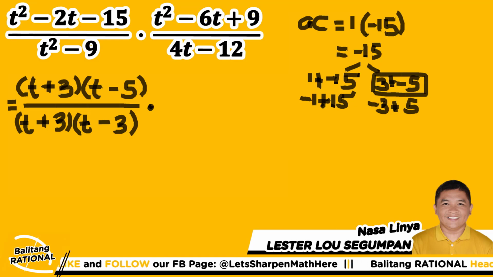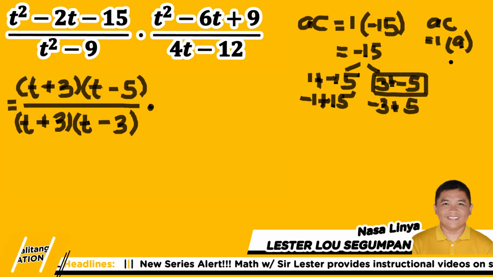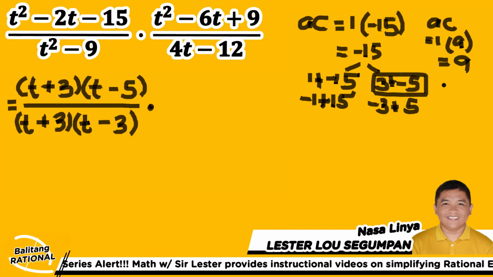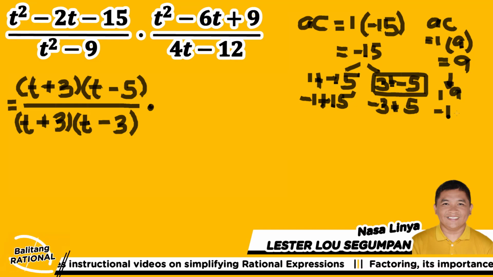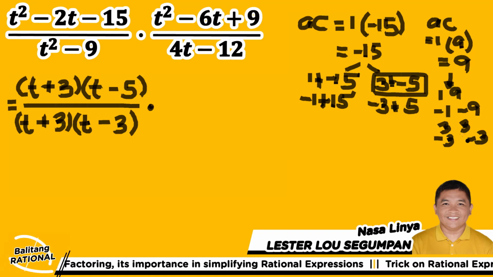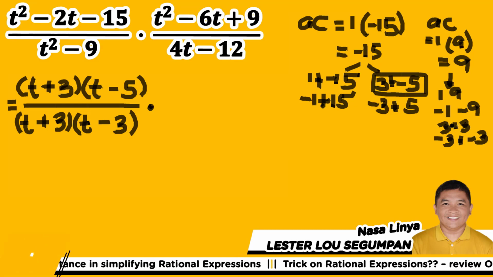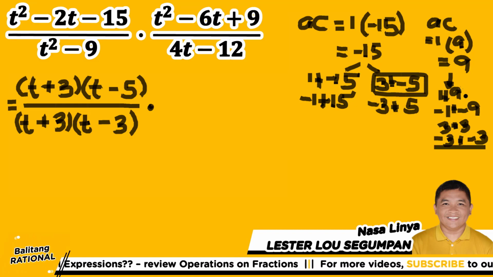For our numerator, it's also a quadratic trinomial, so we'll be using here AC way. So yung AC natin po is 1 times 9, which will result to 9. And the factors for 9, pwede po 1, 9, negative 1, negative 9, pwede rin po 3, 3, and negative 3, negative 3. Which of these pairs po, when we are going to add, will result to negative 6 as the middle coefficient of our quadratic trinomial? It is actually this last pair here, negative 3 and negative 3.